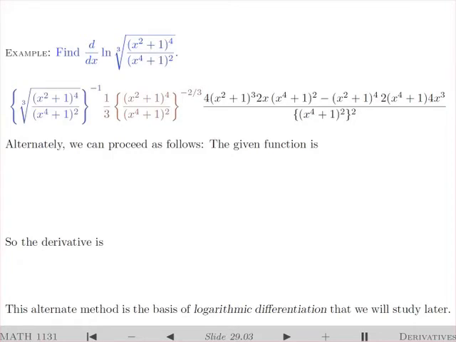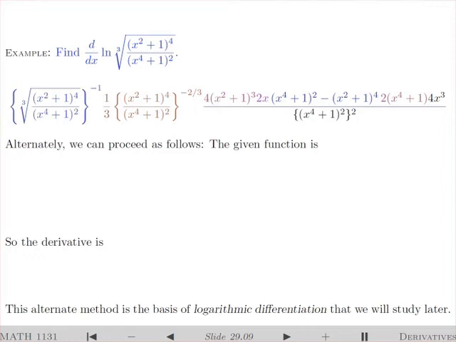Inside the cube root I have a fraction. To differentiate a fraction I use the quotient rule. The numerator of the fraction is (x squared plus 1) to the power 4. Its derivative, well, it has an exponent 4, so I differentiate for that exponent first. So I get 4 times (x squared plus 1) to the power 3, multiplied by derivative of the inside. Inside is x squared plus 1, its derivative is 2x, times the denominator of that fraction, which is (x to the power 4 plus 1) squared, and then minus the numerator, (x squared plus 1) to the power 4, times derivative of (x to the power 4 plus 1) squared.